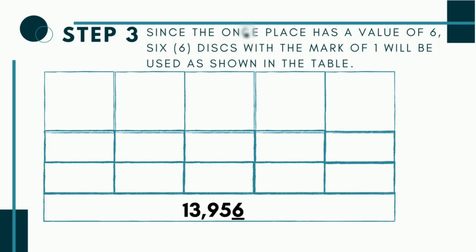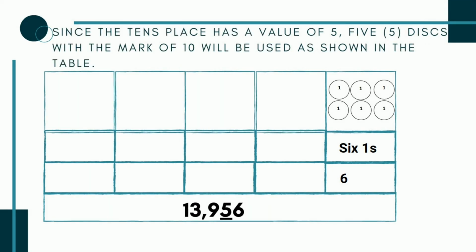Step 3. Since the ones place has a value of 6, 6 discs with the mark of 1 will be used as shown in the table. So we have 6 ones to make it 6. Since the tens place has a value of 5, 5 discs with the mark of 10 will be used as shown in the table. So we have 5 tens to make it 50.